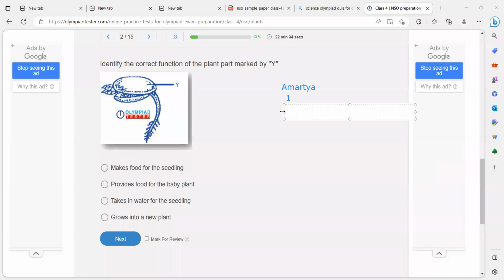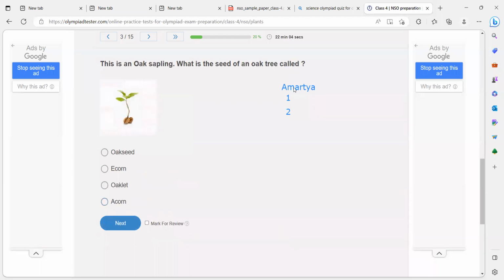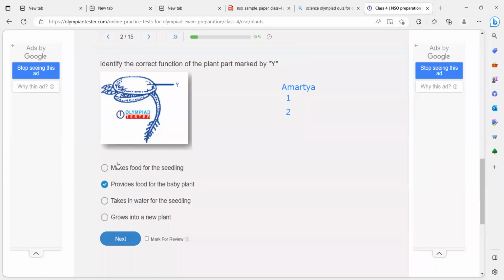Oh, okay. Ma'am, option 1: makes food for the seedling. Makes food for the seedling. Okay. This is correct. I don't know. That will be checked at the end of the paper. Ma'am, option 1. Okay, ma'am.